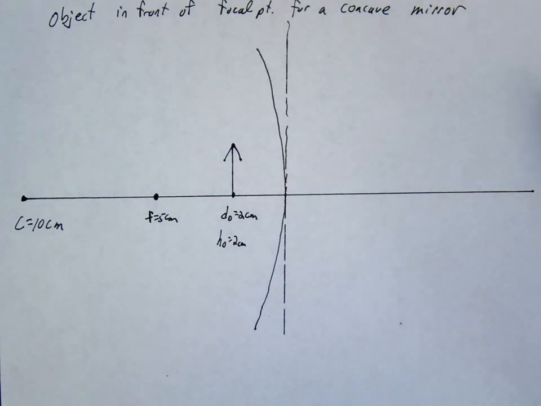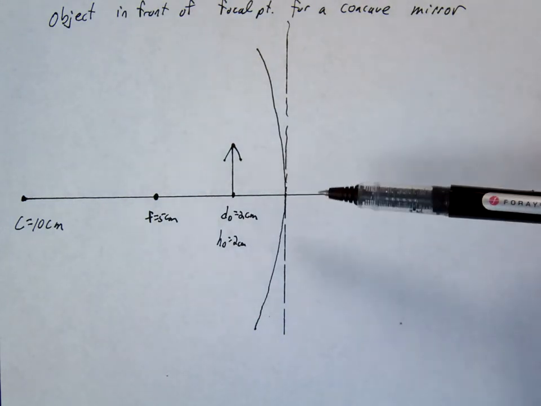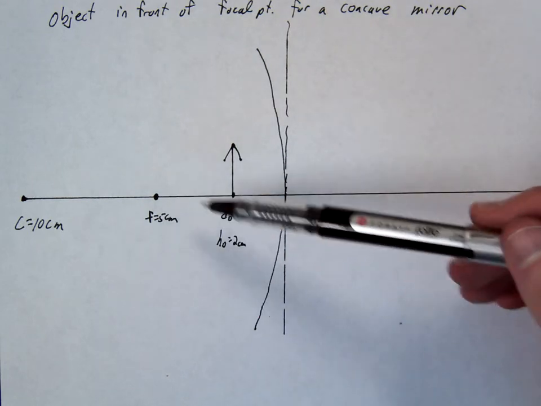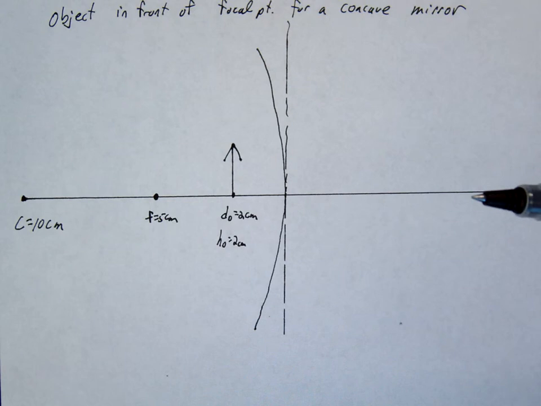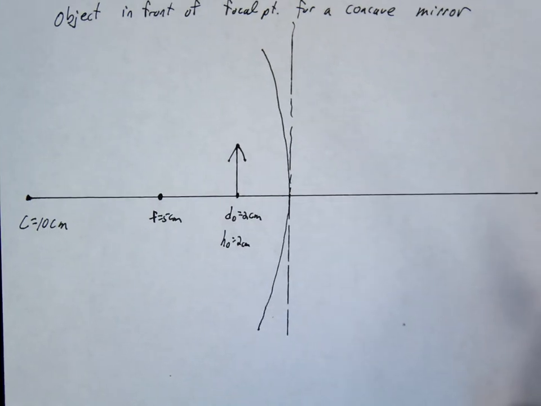So in this situation, we have the object close to the mirror, specifically in front of the focal point. And so something different is going to happen for this situation. So we'll follow our rules. The rules are basically the same as yesterday. There are some subtle differences, but the basic idea is the same.